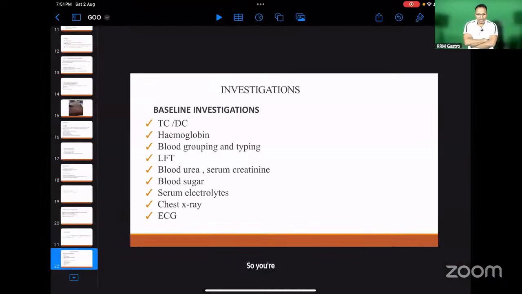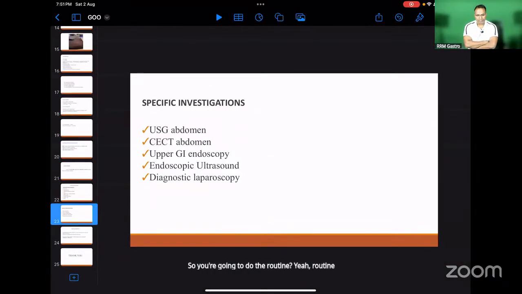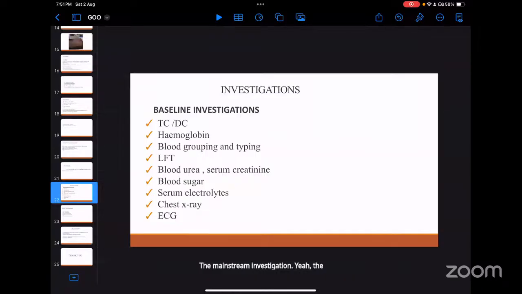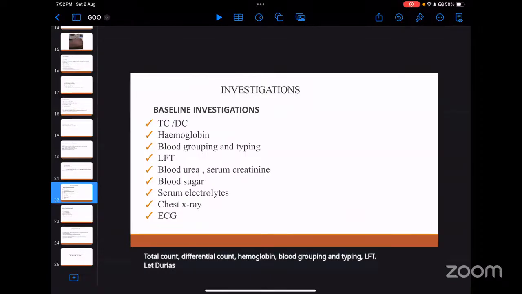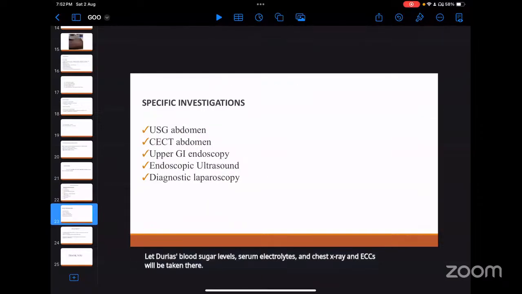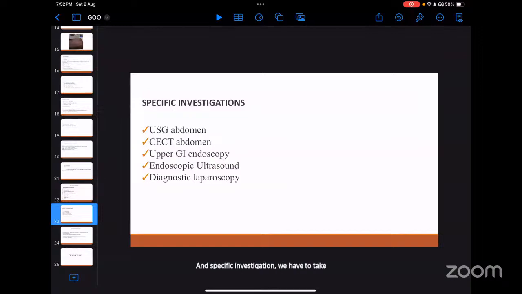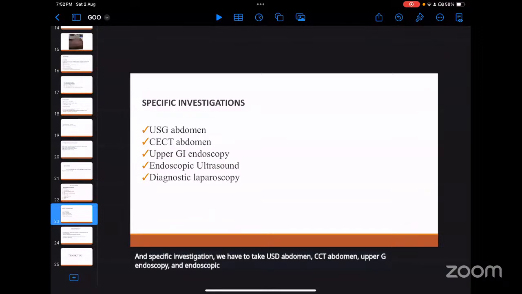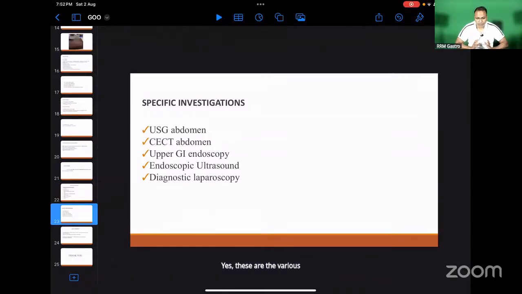We are going to do the routine investigations: complete hemogram, total count, differential count, hemoglobin, blood grouping and typing, LFT, blood urea, blood sugar levels, serum electrolytes, chest X-ray and ECG. And specific investigations: USG abdomen, CECT abdomen, upper GI endoscopy, endoscopic ultrasound, and diagnostic laparoscopy can also be done. Yes, these are the various investigations we do for cancer stomach.